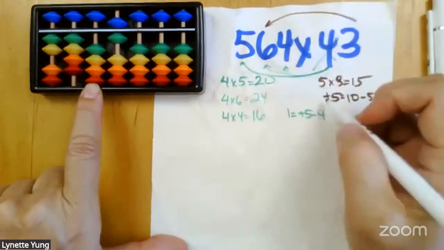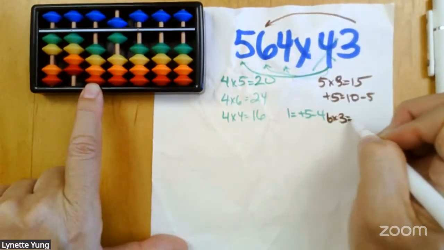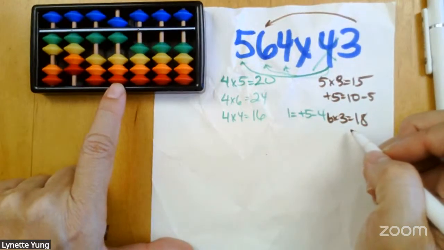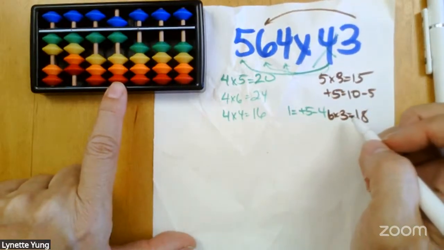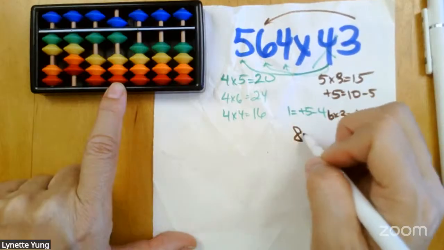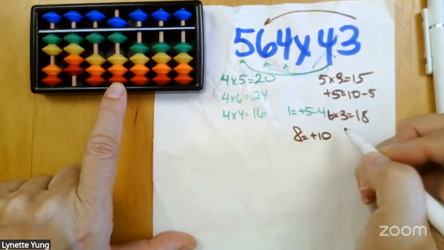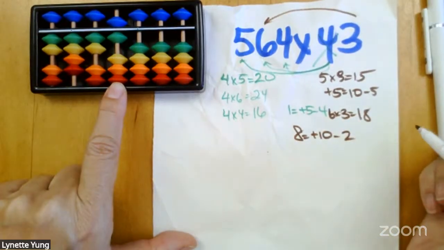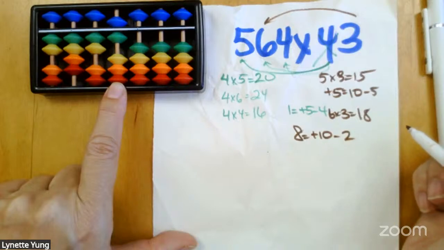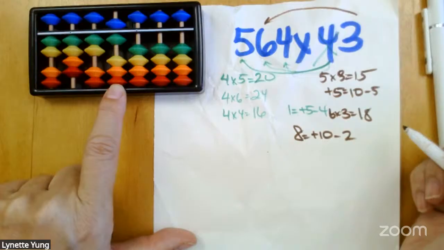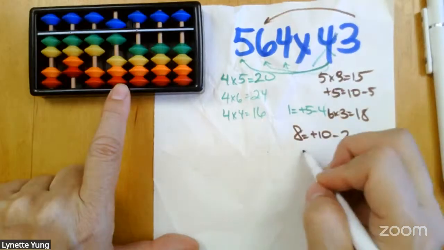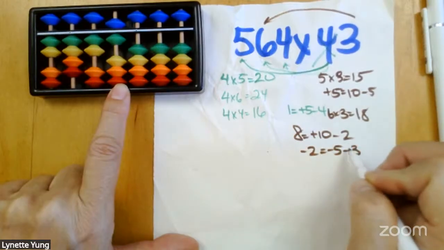And then 3 times 6 is 18. So you add the 1. And then there's not enough beads for the 8. So you add the 10. And because you still don't have enough, hold on. Add the 10, subtract the 2. So you got to take away the 5 and add the 3. All right.